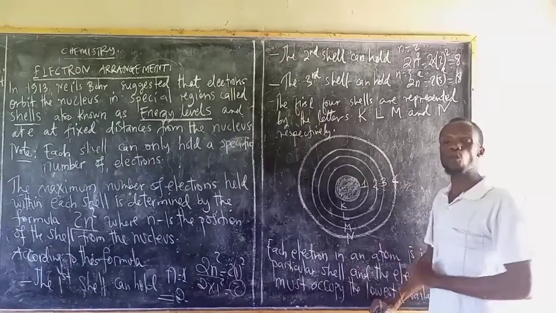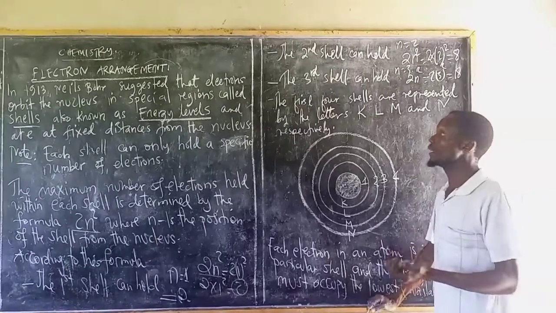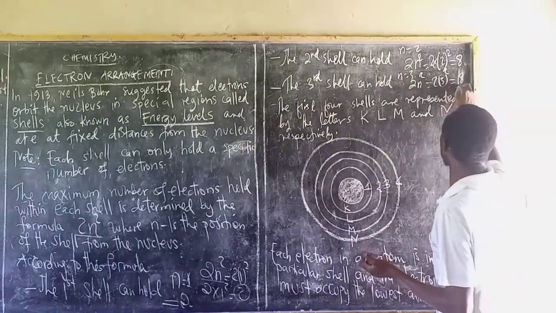The same applies to the fourth one. 4 squared is 16, times 2 is 32. So the fourth energy level holds a maximum of 32 electrons.